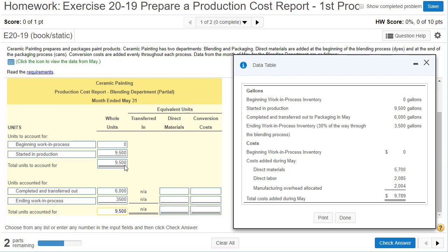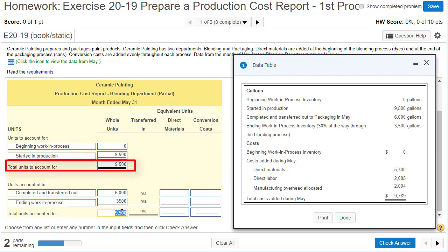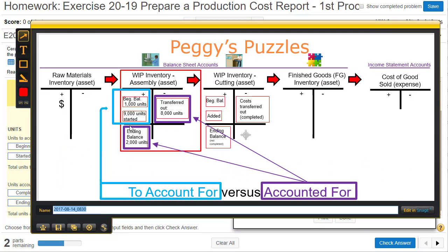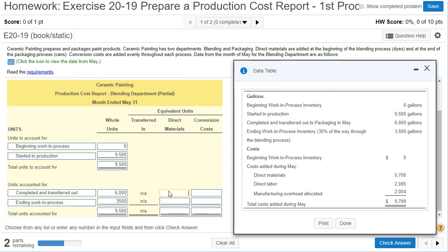Now it's important that this number and this number has to be the same, and that makes sense. Because numerically, the units here have to be split between the ones that are finished and the ones that are left in balance. So notice this has 10,000 units here, and this has 8,000 plus 2,000 is 10,000. So to account for and accounted for has to be the same number. All right, now we're going to do equivalent units.